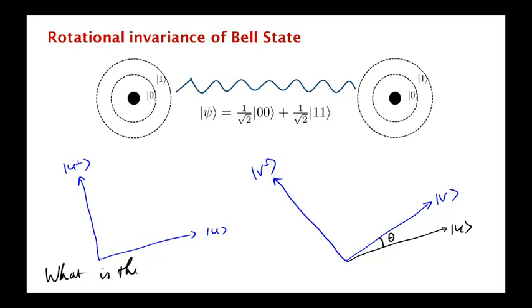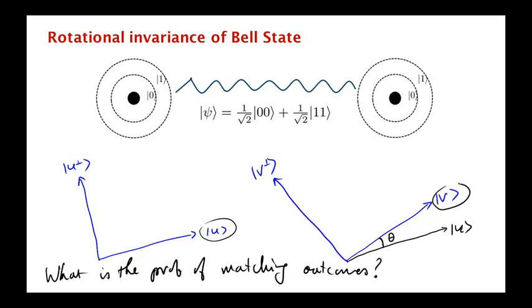what is the probability of matching outcomes? Where we say that the outcomes are matching if we get this outcome on the first qubit and that outcome on the second qubit, or if we get this outcome on the first qubit and that one on the second qubit. Right? So we'll say u matches with v and u perp matches with v perp. So what's the chance that we'll get matching outcomes?